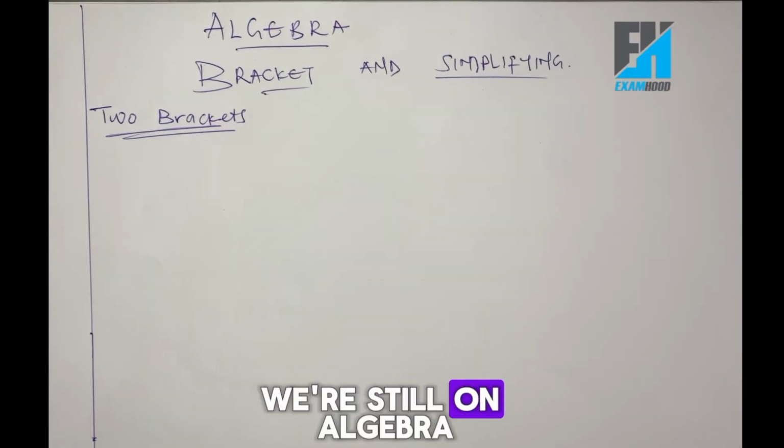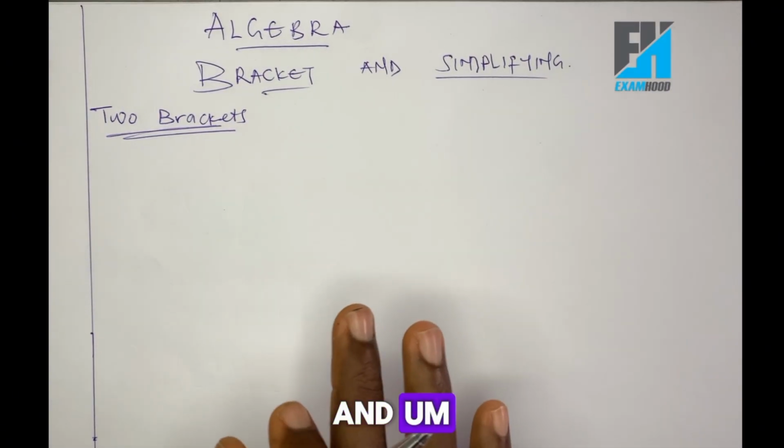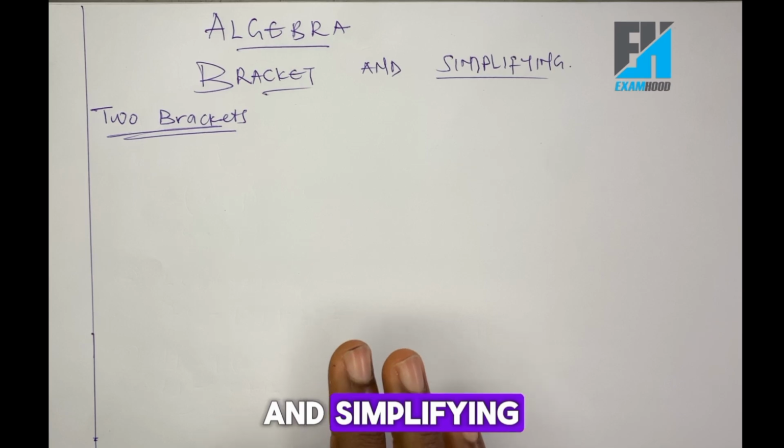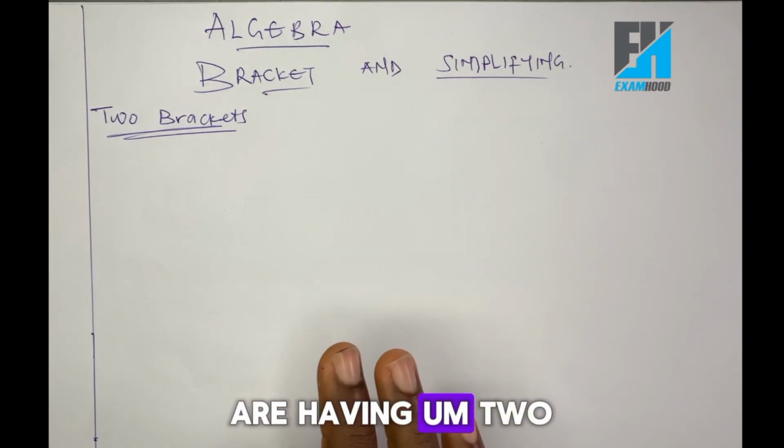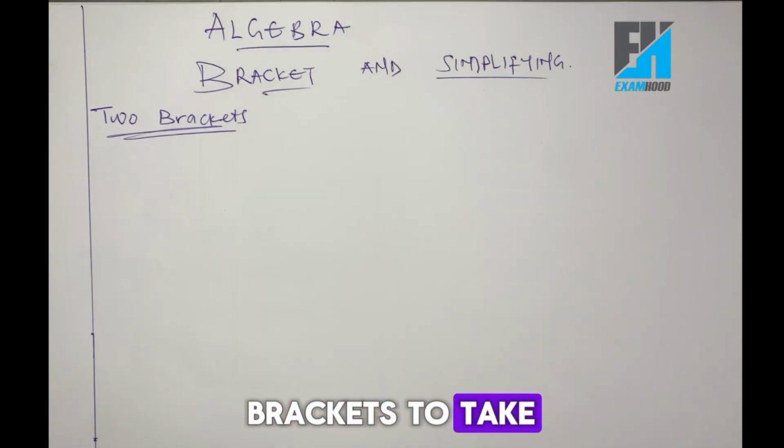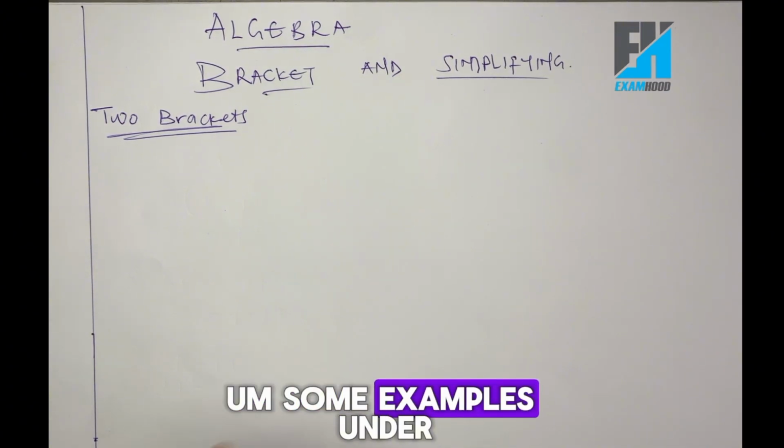Welcome back. We are still on Algebra, and are still treating brackets and simplifying. In this case, we are having two brackets. So we'll take some examples under this.